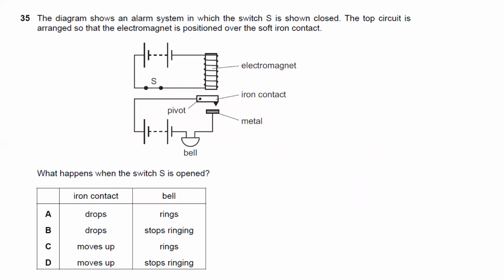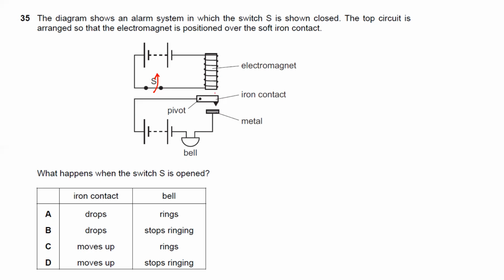Next part. Question 35. It says the diagram shows an alarm system in which switch S is closed. The top circuit is arranged so that the electromagnet is positioned over the soft iron contact. What happens when the switch S is opened? If you open the switch S, there is a momentary change in current across this electromagnet. The momentary change in current will produce a change in magnetic flux, and that change in magnetic flux will result in what?